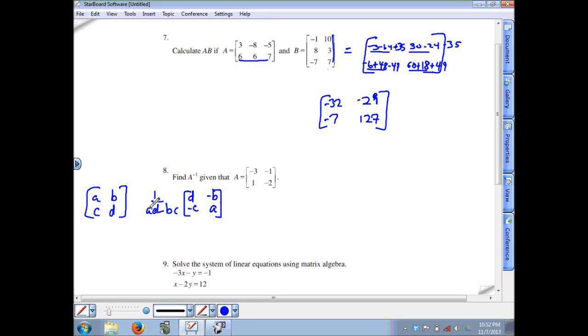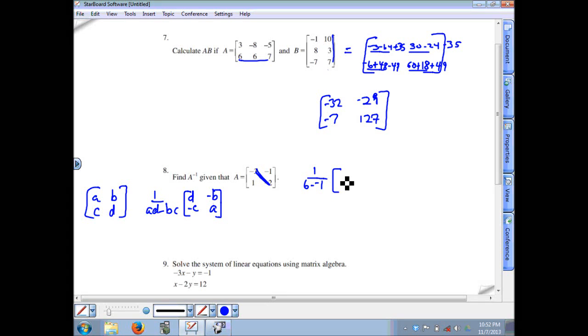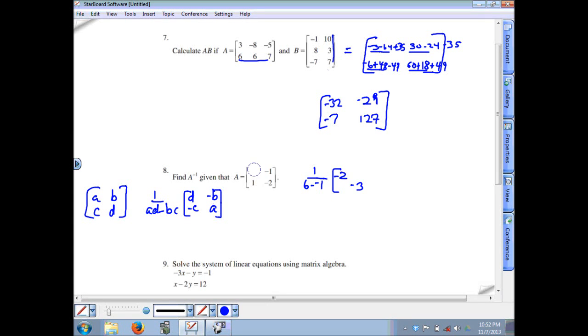So on this one, we need to find 1 over AD minus BC. So 1 over, now this is AD right here. That's 6. And we minus, this is B and C, so we minus negative 1. And then we switch the place of A and D here. So negative 2, negative 3. And then change the sign, change that to plus, change that to minus. So 1, negative 1. 6 minus negative 1 is 7, so it's 1/7 times the matrix. Negative 2, 1, negative 1, negative 3.